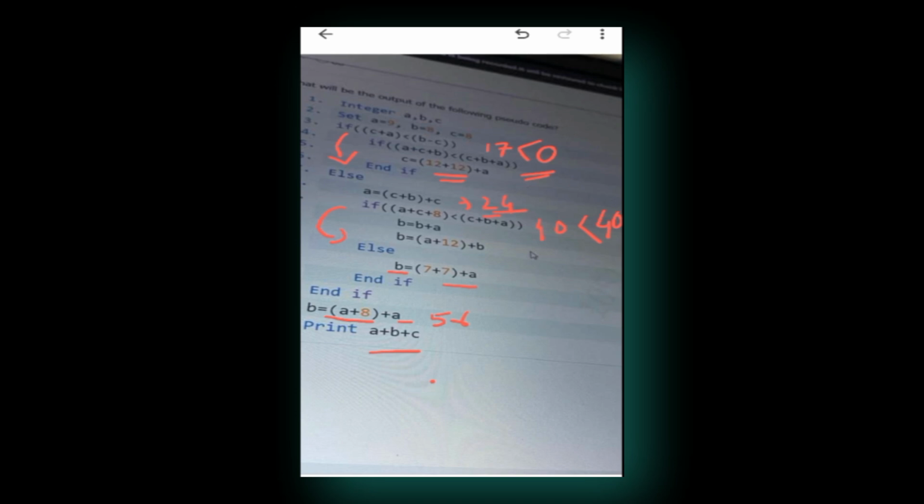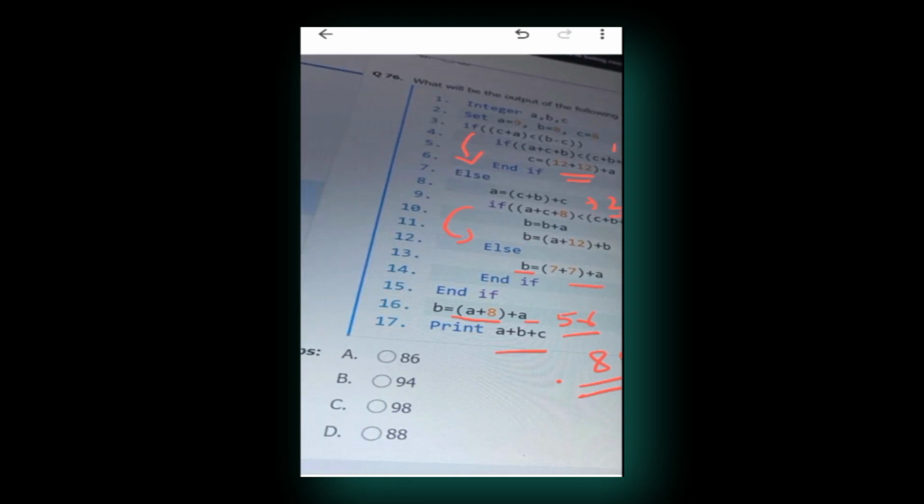So A was 24, B was 56. So 56 plus 24, that becomes 80, plus C was 8. So 80 plus 8 is becoming 88, right? So the correct answer will be option D.